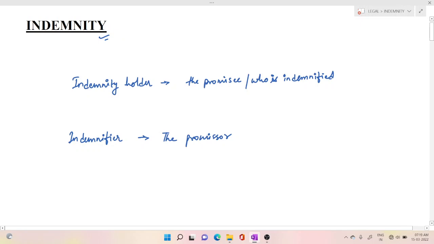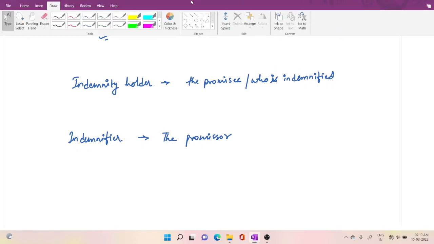Today we are going to discuss indemnity, the contract of indemnity, which is very important from the exam point of view. At least 2 marks in the legal exam would be asked from this chapter.